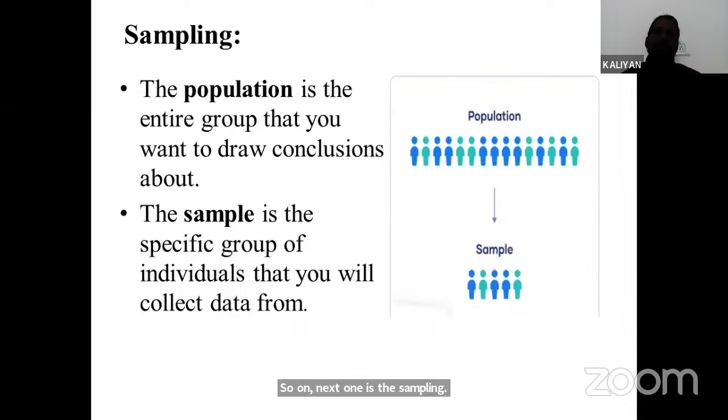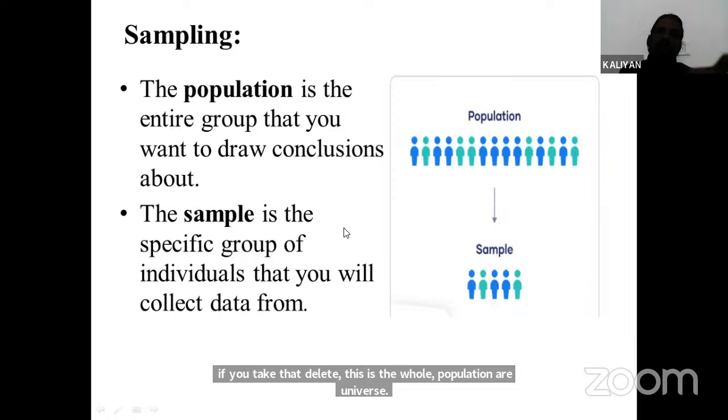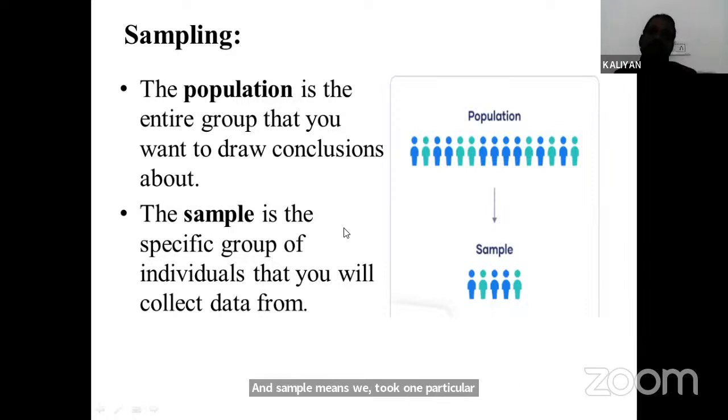Sampling. For the collection of the data, we need to choose the sample. Population is the entire group, the whole population. If you take Delhi, this is the whole population or universe. And sample means we took one particular district from that population.